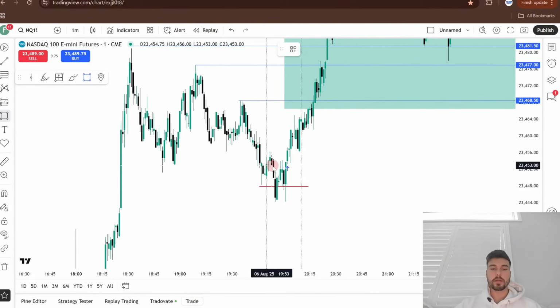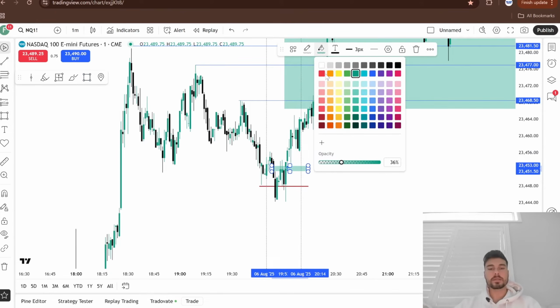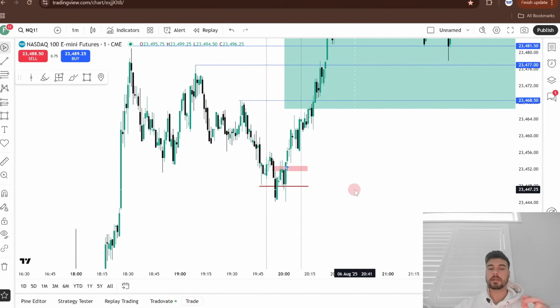Number two, we actually create this inversion fair value gap here, but I missed this entry. So you'll see my entry here comes a little bit later. I don't take this entry.